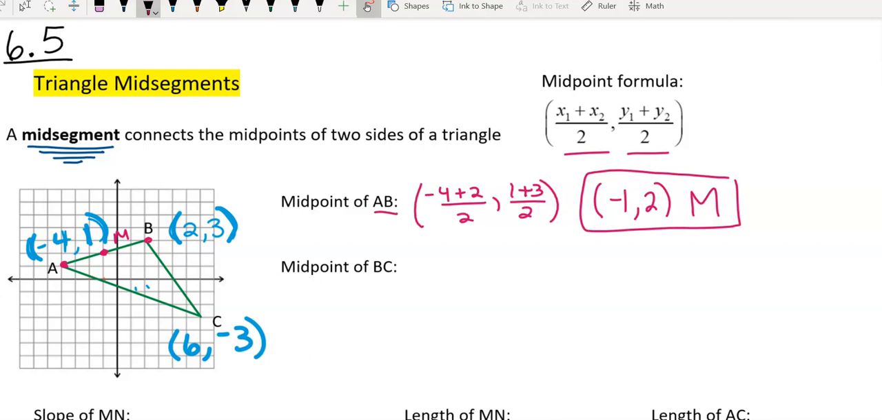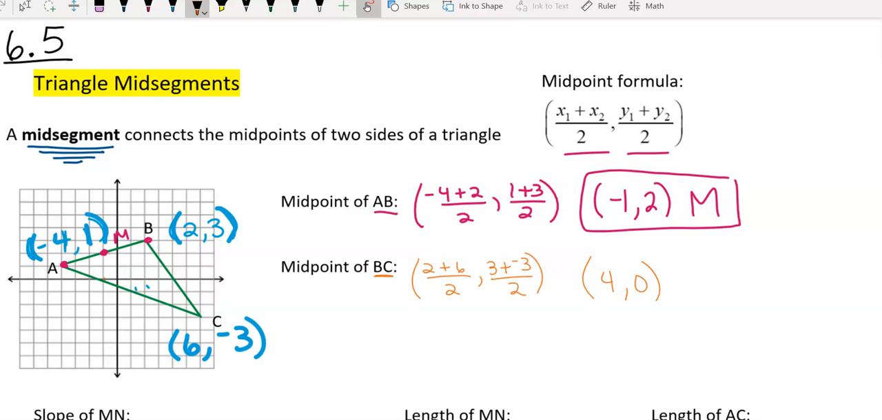The next thing we're going to find is the midpoint of BC. So BC is the point, we have 2, 3, and 6, negative 6. I'm sorry, 6, negative 3. We'll do our averaging, 2 plus 6, x plus x, divided by 2. And then y plus y, divided by 2. So 3 plus negative 3 divided by 2, which gives us 4, 0.